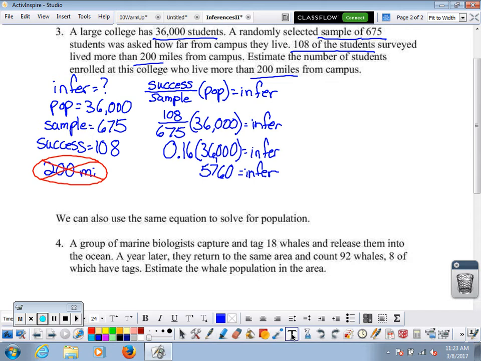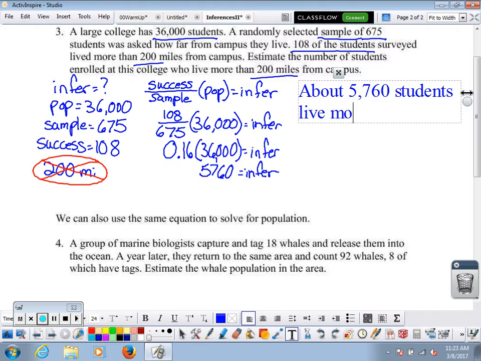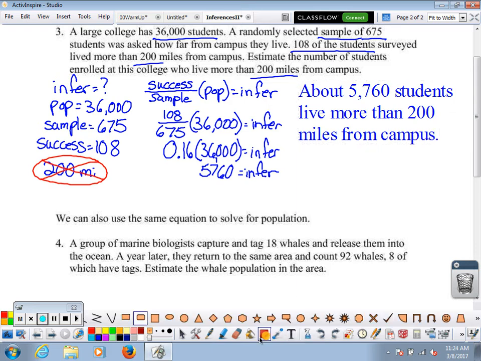Okay. Now our question is asked with a complete sentence, so let's answer it with a complete sentence. They want to know how many students enrolled in this college live more than 200 miles from campus. We can say about 5,760 students live more than 200 miles from campus. Okay, and don't forget to circle your final answer.